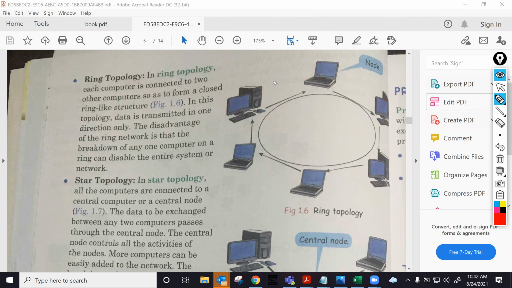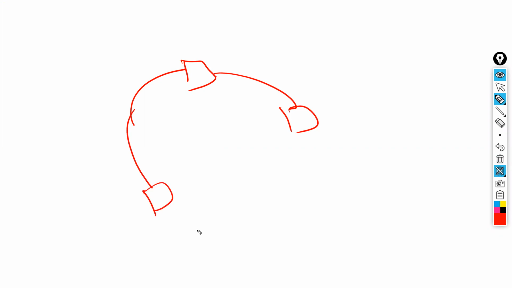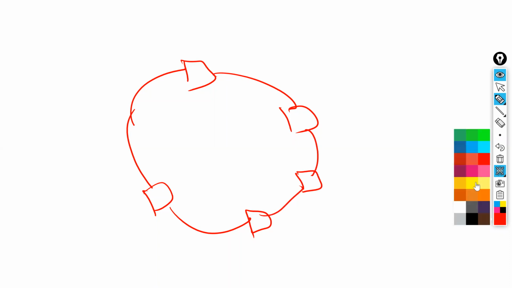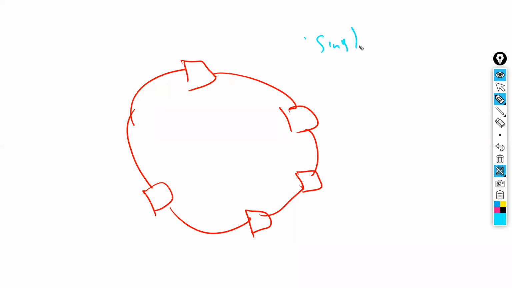So ring topology. Why we say ring topology is that it forms a circle-like or ring-like structure, right? The normal ring topology is like this. We connect computers around the ring, like this. So this is the ring topology. I will tell you something that does not belong to your syllabus, it goes beyond. We have two types: single ring topology and the dual ring.